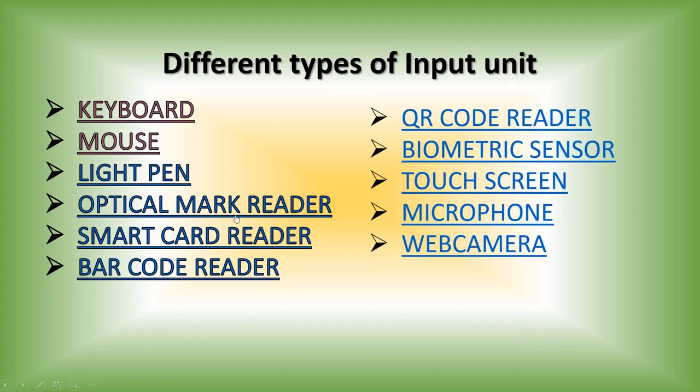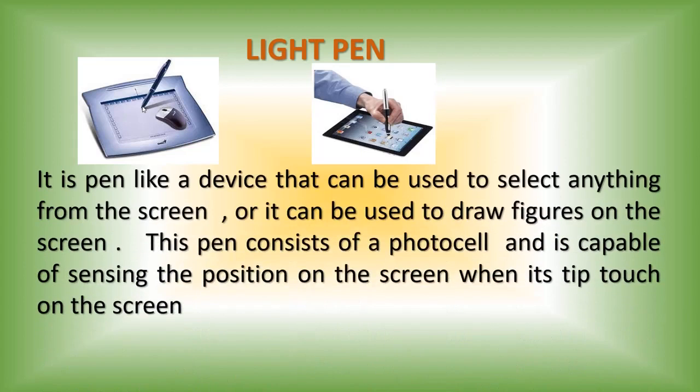Light pen is a pen-like device. See that, it's a pen-like device. And using this pen, you can select the item from the screen. This pen consists of a small circuit. That circuit is known as photocell. That circuit is capable of identifying the position on the screen. And depending on the position, the computer will identify which item is selected or pointed at.